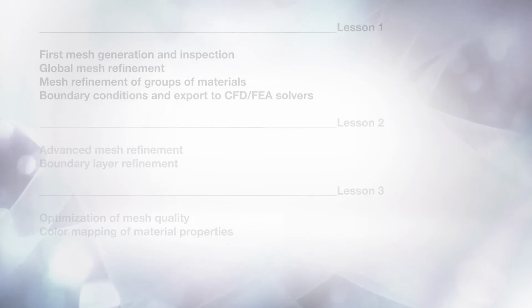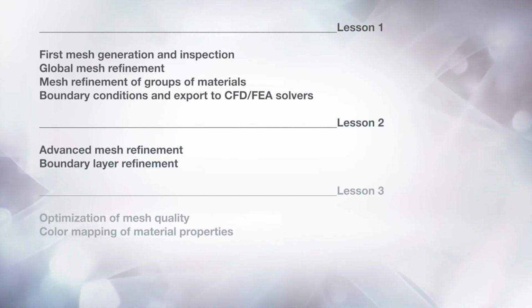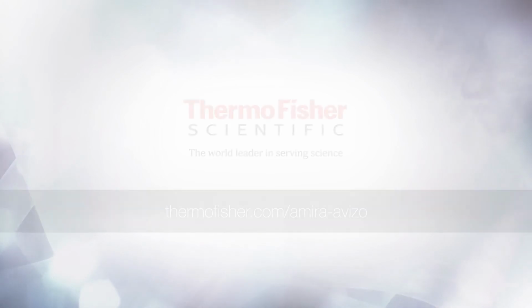As a summary, in this lesson and the previous one, you should have learned how to generate and inspect a mesh, perform a global mesh refinement, individually refine groups of materials, set the boundary conditions and export to finite element analysis solvers, perform an advanced mesh refinement, and perform a boundary layer refinement. In the last lesson, you will see how to perform the optimization of mesh quality and the color mapping of material properties.